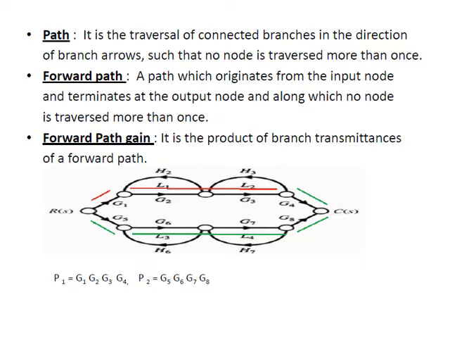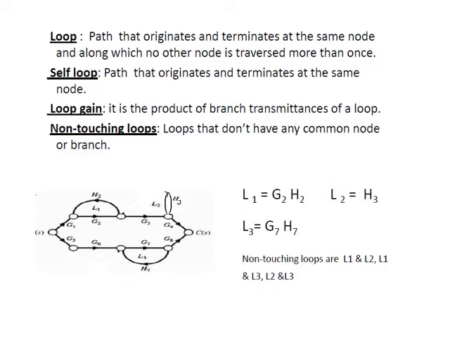Next is forward path gain. It is the product of the branch transmittances of the forward path. We'll see in the next slide what a forward path gain is. Here we have a loop, a path that originates and terminates at the same node, and along which no other node is traversed more than once. It starts at one node and ends at the same node.